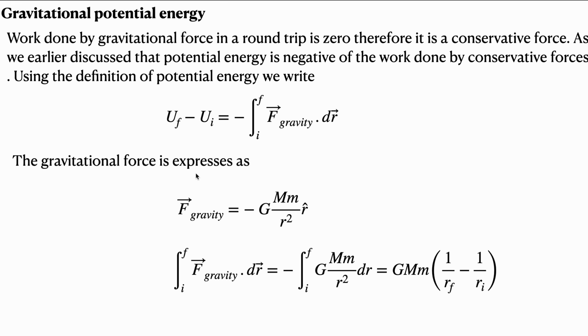The gravitational force is expressed, from Newton's law of gravitation, as vector F gravity equals minus G M m divided by r square times r cap, which is a unit vector. If we put this value in the expression of work done, we will get the work done as minus the integral from i to f of G M m divided by r square dr, which equals G M m times (1 by rf minus 1 by ri).